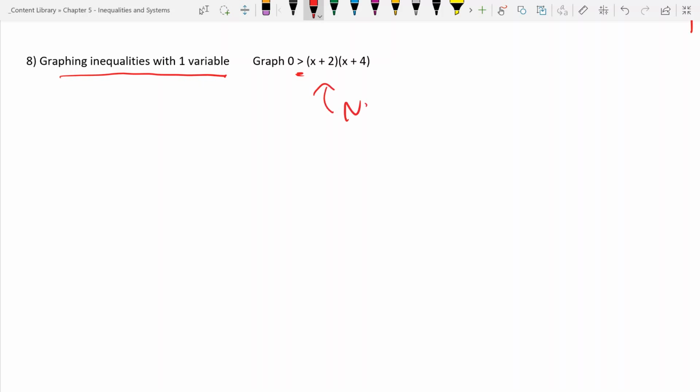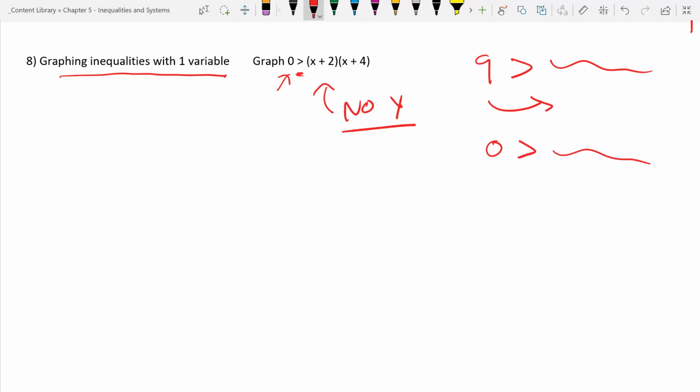What you'll notice is that there's no y value. It's always going to be equal to 0, or it'll be equal to a number. In that case, you'll need to move the number so it's 0 is greater than something. Always do this. In this question, it already gave it to you in that method, so it's easier.